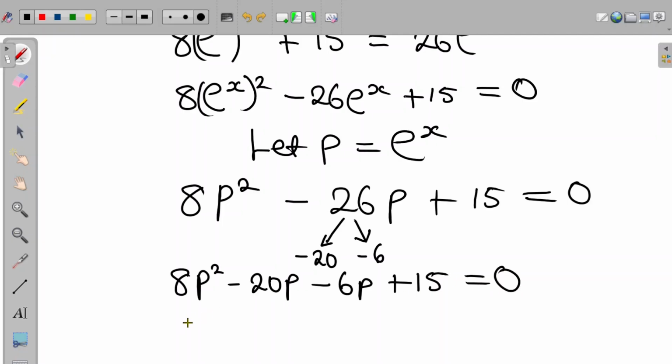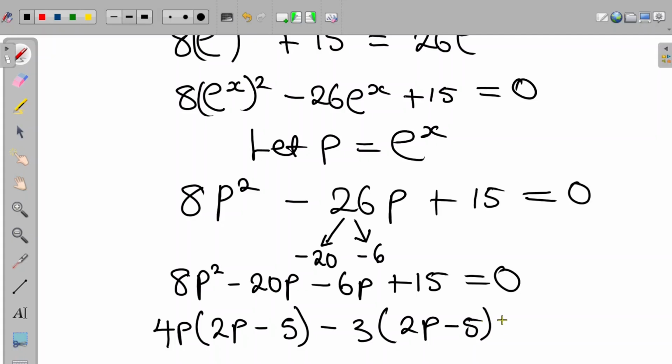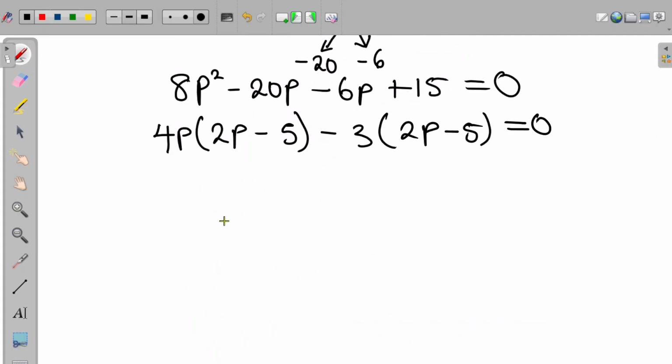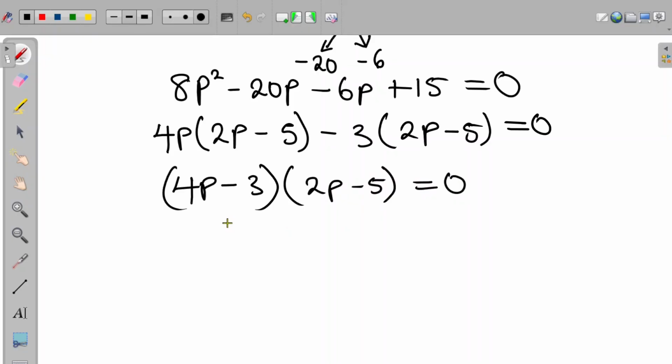So at this point, if we factorize, we have that 4p open bracket 2p minus 5 close bracket minus 3 open bracket 2p minus 5 close bracket all equal to 0. So we have it now that the equation becomes 4p minus 3 all multiplied by 2p minus 5 equal to 0. So recall that if a multiplied by b is equal to 0, a is equal to 0 or b is equal to 0.